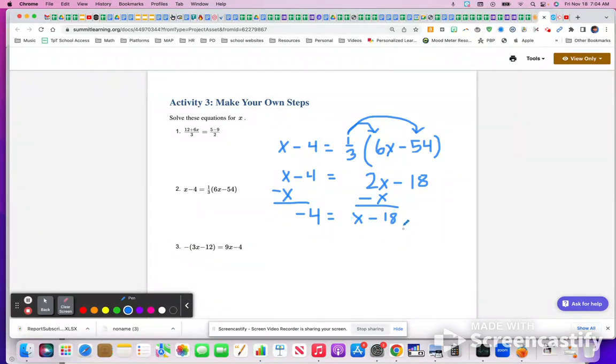Now, I'm looking at this negative 18, and if I could do the opposite to get rid of that 18, I would add 18 to this side. So I'm going to add 18 to this side, which will then make that be 0, but I have to add 18 to this side. So now I have 18 minus 4, or negative 4 plus 18. So this becomes a positive 14, and that becomes an x. So I now know that x is 14.